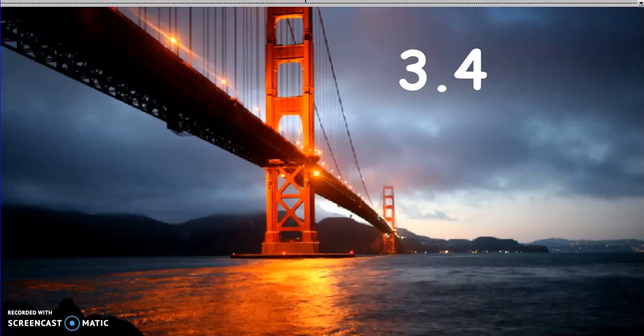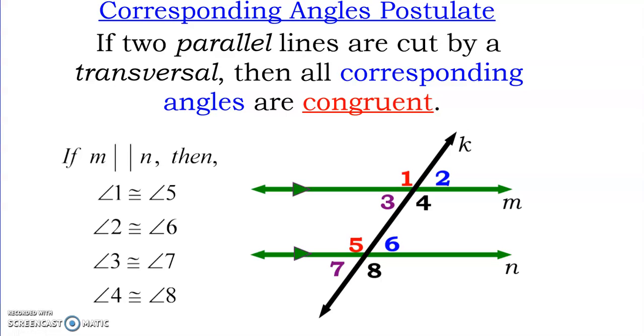Section 3.4 is parallel lines and transversals. So, the corresponding angles postulate says that if two parallel lines, for example M and N, are cut by a transversal, then all corresponding angles are congruent.